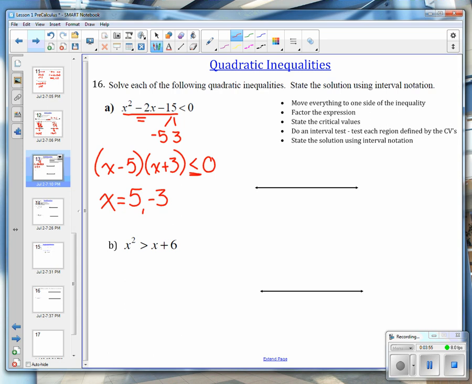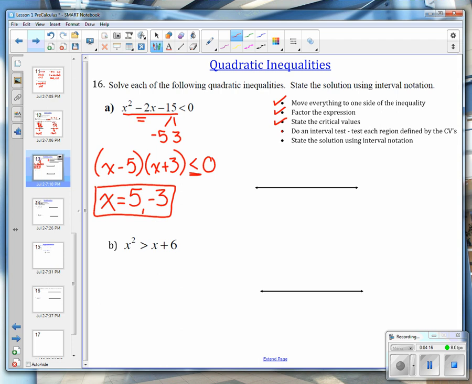Is it less than 5? Negative 3? What's going on there? So if we look at our steps here: move everything to one side of the inequality, factor the expression, state the critical values. These guys here are my critical values. And then the next step is to do an interval test. Test each region defined by the critical values.